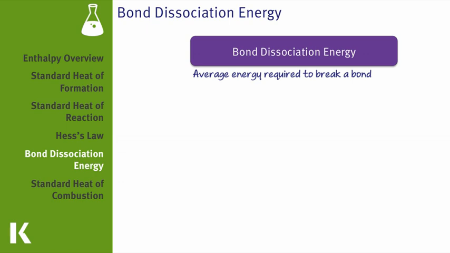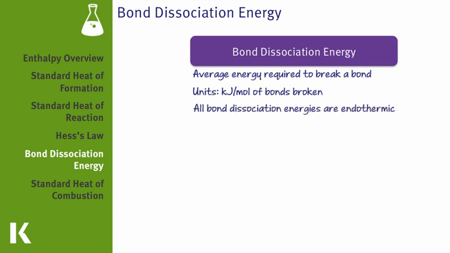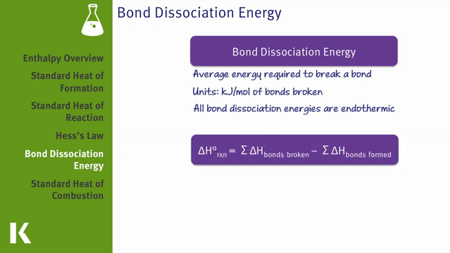Bond dissociation energy is the third and final way that you may be asked to find the total enthalpy of a reaction. The bond dissociation energy is the amount of energy required to break a bond, and since we're dealing with energy, we would expect the units to be in joules, in this case in kilojoules per mole of the bonds that need to be broken. And since bonds require an investment of energy, usually given in the form of heat, we consider these reactions to be endothermic. If we know the bond dissociation energy for a reaction, we can find the total enthalpy of that reaction. And all we would have to do is take the total enthalpy of the bonds broken and subtract out the total enthalpy of the bonds formed.